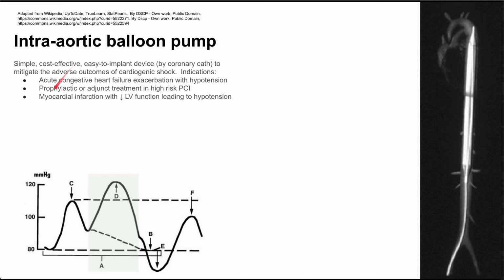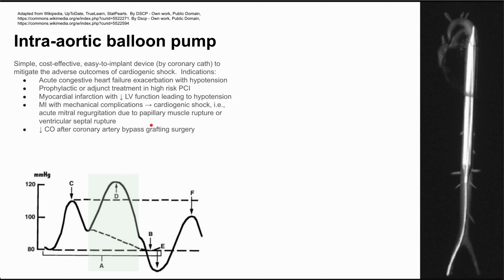It can be used in myocardial infarction with decreased left ventricular function leading to hypotension. It can be used in myocardial infarction with mechanical complications leading to cardiogenic shock. For instance, people might have acute mitral regurg due to papillary muscle rupture or ventricular septal rupture. That might indicate a balloon pump. It can be used in patients that have decreased cardiac output after coronary artery bypass grafting surgery.